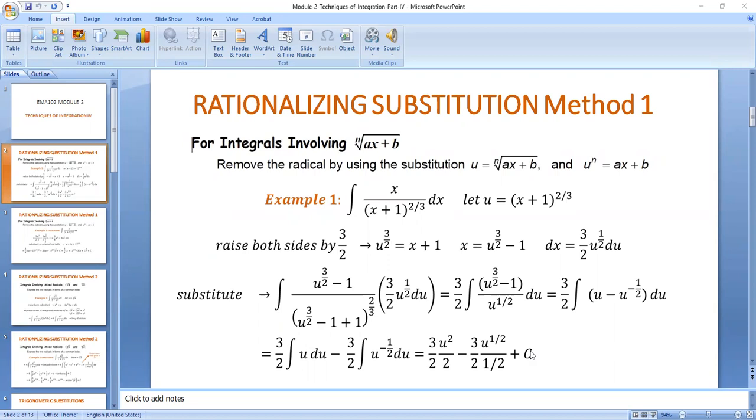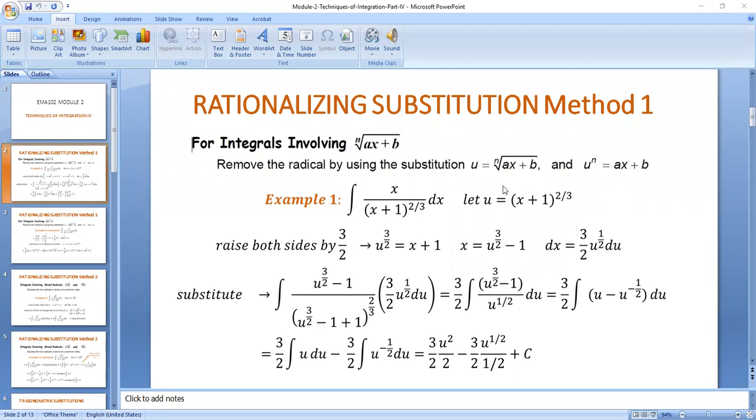Yes, miss. Okay. Now we are on method 1 of rationalizing substitution. Substitution in the sense that we're going to eliminate the radical signs that we're going to see in our original integral. Now, in the case of method 1, your integral has this expression, the nth root of ax plus b. So this n here could be any positive whole number, because it's the nth root already.